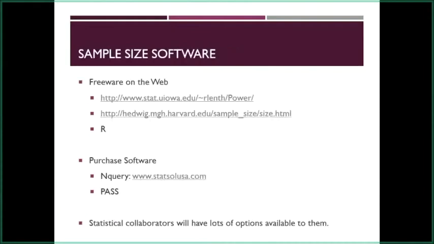There is a ton of sample size software that's available. So there's freeware on the web. Your statistical collaborators will likely have purchased software available to them. Many folks at our place use either nQuery or PASS. I also use East. Some folks use SAS. So again, statistical collaborators are going to have lots of options available to them.